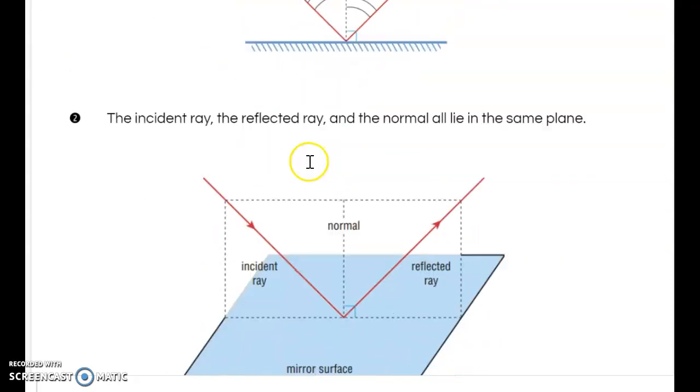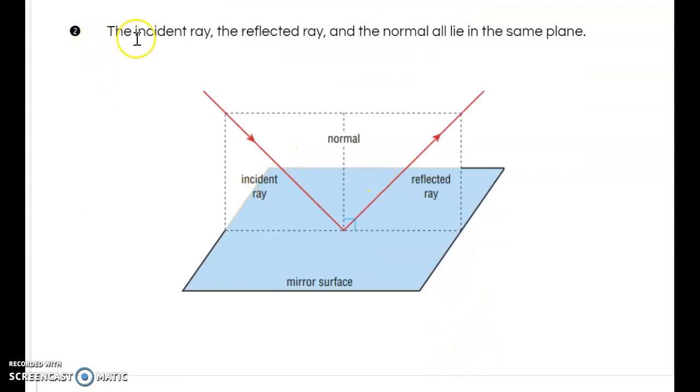Maybe something not so obvious is the second law of reflection: the incident ray, the reflected ray and the normal all lie within the same plane. We talked a little bit about planes in the introduction yesterday, and really it's just that your incident ray, your normal, and your reflected ray are all within the same plane. I have my incident ray coming in here, and it's bouncing off, but at the same time it's staying within that plane. It's not shooting off this way or down here. It's pretty predictable, and all three of those are within that same plane.